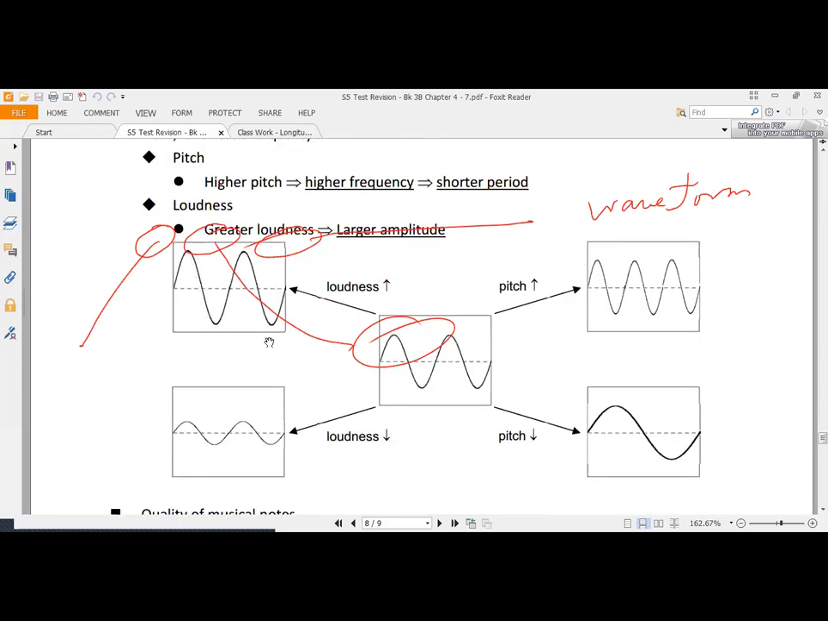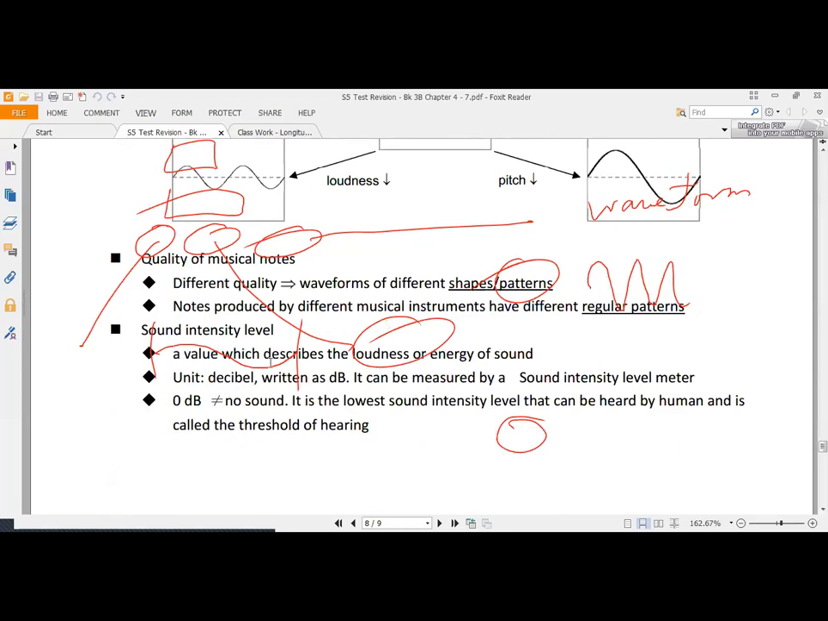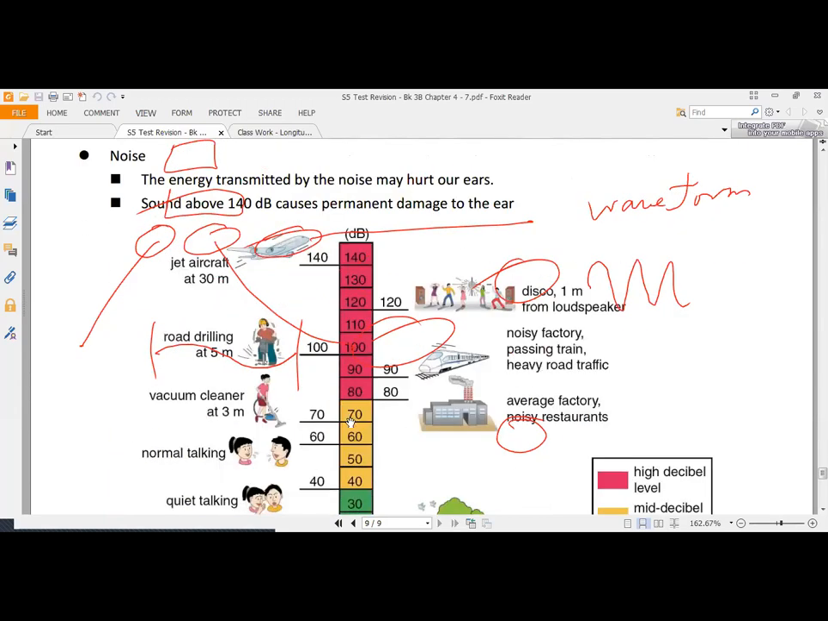Let's say you're given the waveform, you should be able to compare their pitch, loudness, and their quality. But usually the question would ask about pitch and loudness, okay? If the wave is more compact, packed closely, it has a higher pitch. If the waves are far away from each other, you have a long wavelength, and it has a lower pitch, okay? So be aware of these three factors in the musical notes. All right, and this is not really important for the coming tests: sound intensity level, and there's a table for you to revise.